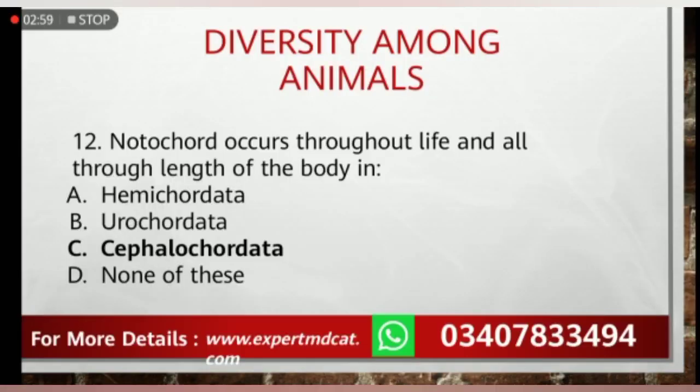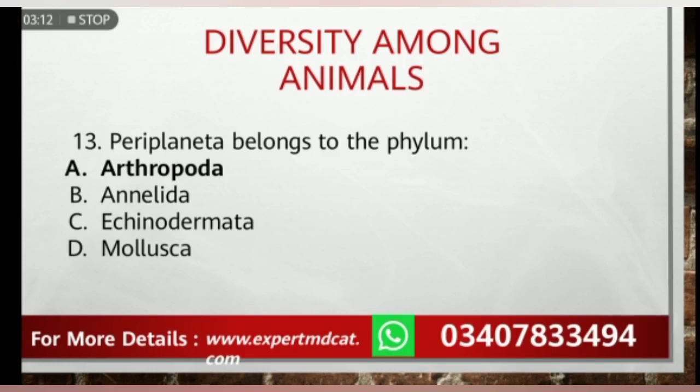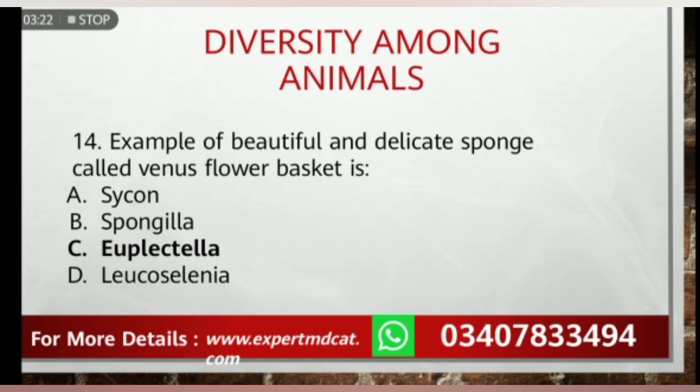Notochord occurs throughout life and all through the length of the body in Hemichordata, Urochordata, Cephalochordata, or none of these? Correct option is Cephalochordata. Periplaneta belongs to the phylum Arthropoda, Annelida, Echinodermata, or Mollusca? Correct option is Arthropoda. The beautiful and delicate sponge called Venus flower basket is Sycon, Spongilla, Euplectella, or Leucoselenia? Correct option is Euplectella.